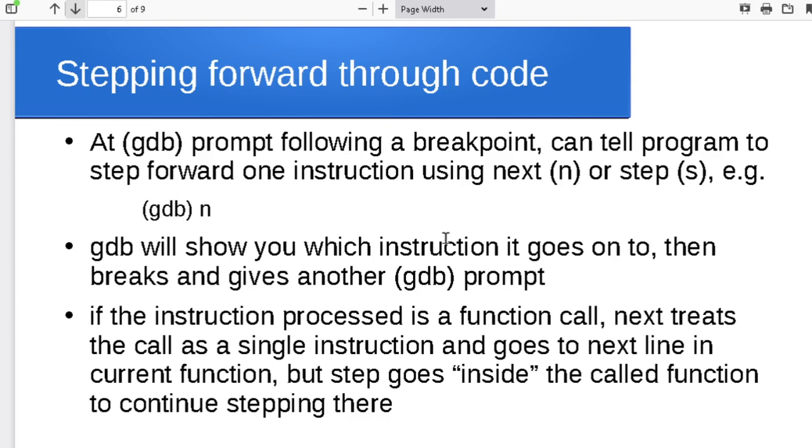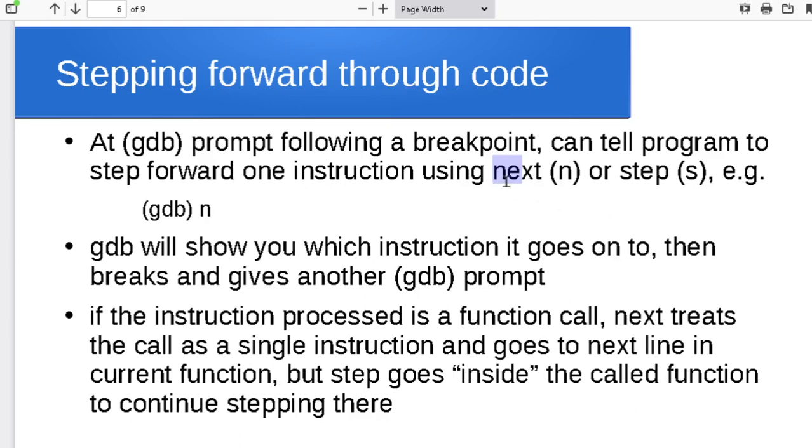Now, quite often, once you get to that point and look around and see what's going on, you're going to want to step forward a few instructions and say, okay, what happens in the next instruction? So you can go forward one instruction at a time. And there's two ways to do that, either next, or just n, or step, or just s. Each of those will take you forward one more instruction. So they run the next instruction and then pause again.